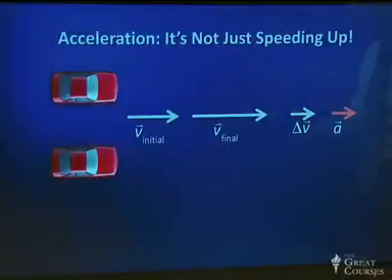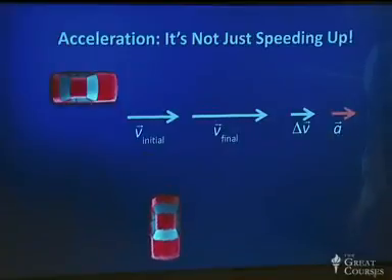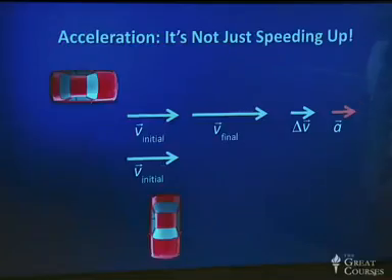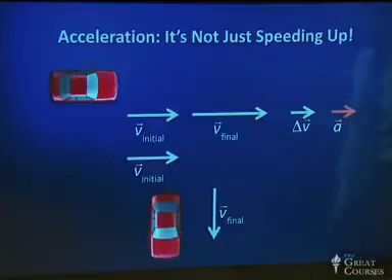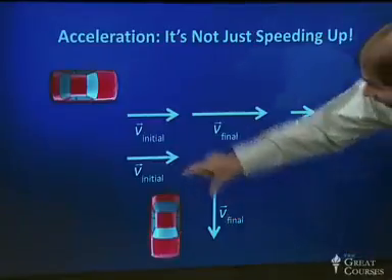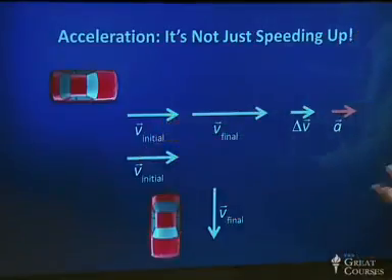But I want to emphasize, it's not just speeding up. So here's a car that's going around a corner at a constant speed. If you were driving that car and looking at the speedometer, it would read 25 miles an hour the whole time. You say, well, my speed isn't changing, I'm not accelerating. But you are accelerating. The reason is that there's your initial velocity, it was to the right. There's your final velocity, it's the same length, the same magnitude, the same speed, but it's in a different direction.